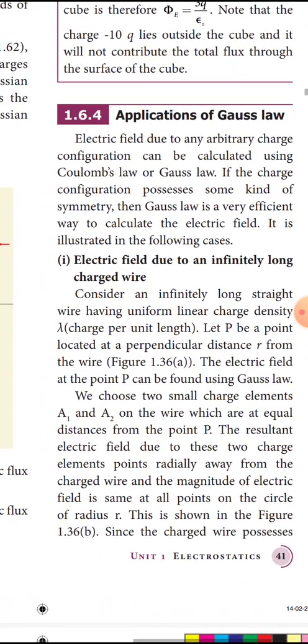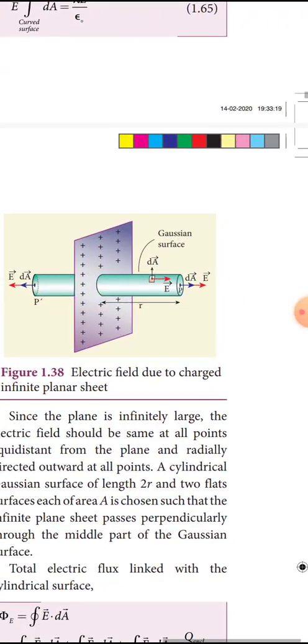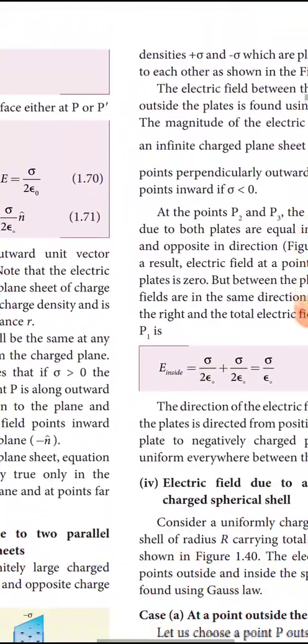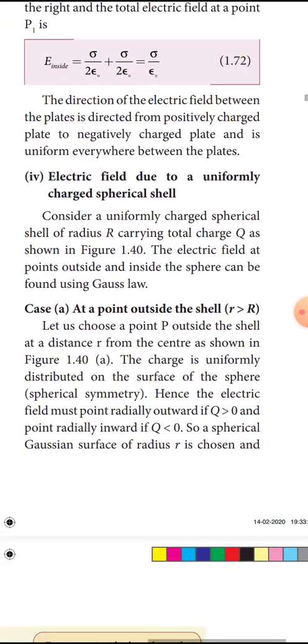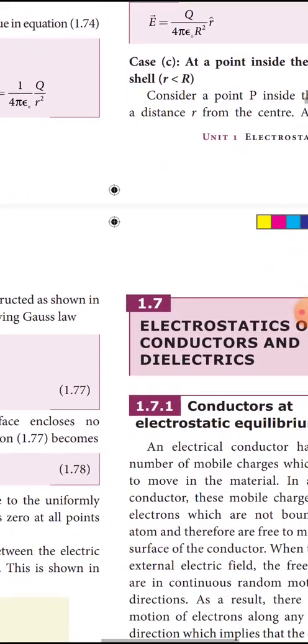Electric field due to an infinitely long charged wire, and you have different cases, like a charged planar sheet. And the fourth one is a uniformly charged spherical shell. So these are about Gauss law.